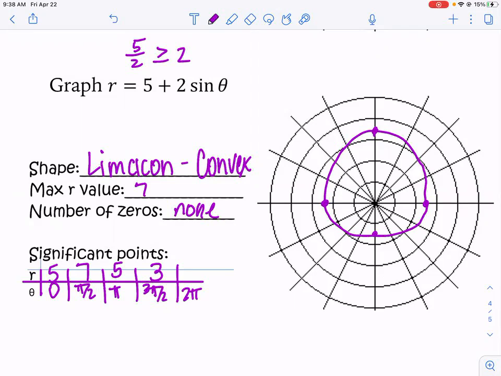You're not going to have any zeros. Cardioid, you're going to touch the pole once. Maybe twice, unless you start at the pole and then you would touch it twice. Then a loop, you're going to have 2.